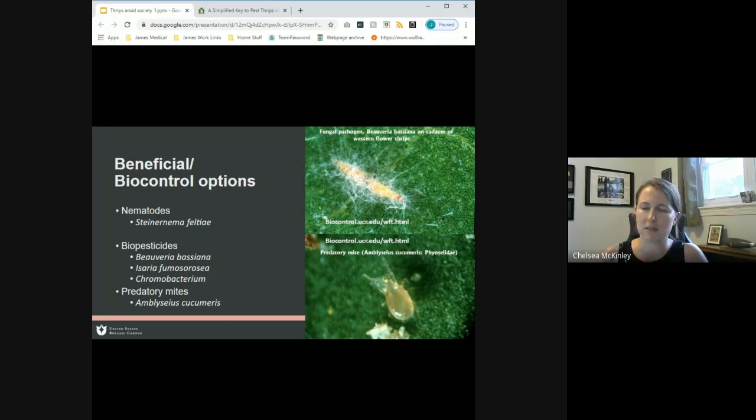Like with Steinernema feltiae, they are sensitive to UV light, they require moist conditions, they need to be kept refrigerated until used, but once they get used, they're safe around pets and kids. You could probably eat the stuff and you'll be fine. They are very specific in what they attack. I'm not recommending eating it. Don't eat nematodes.